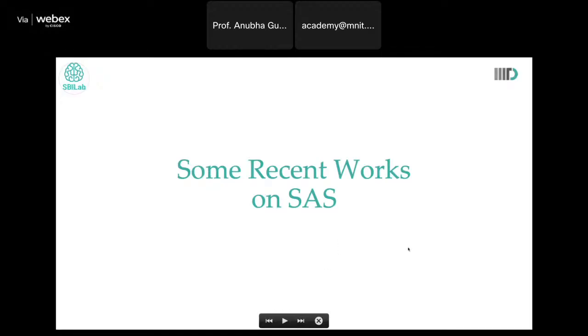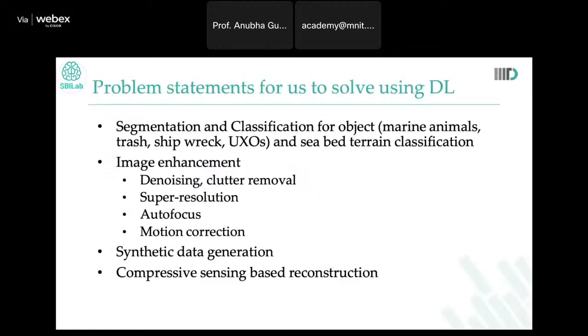Okay, let's begin. So now in this part of the talk, I'll be discussing some recent works on SAS using machine learning and deep learning. What are the problem statements for us to solve using signal processing, machine learning or deep learning? One application is segmentation and classification of objects, for example marine animals, trash, shipwreck, UXOs, that is unexploded ordnance under the sea, and seabed terrain classification. For example, you know that Titanic shipwreck was detected very late, right? So even identification or detection of these is an important application.